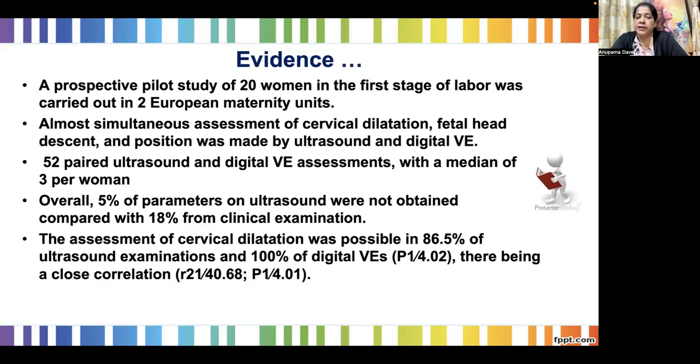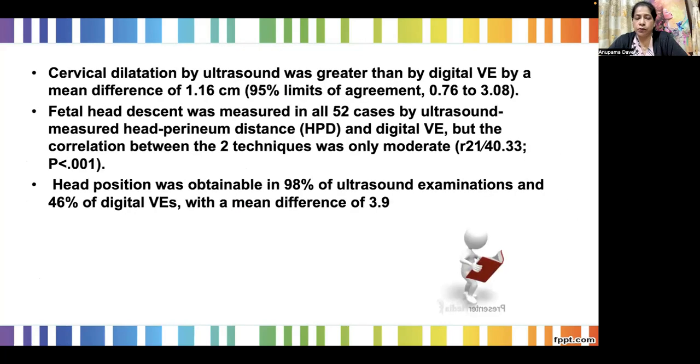Overall, 5% of parameters on ultrasound were not obtained, compared with 18% from clinical examination. The assessment of cervical dilatation was possible in 86% of ultrasound examinations and 100% of vaginal examinations, with a high, close correlation. Cervical dilatation by ultrasound was greater than by digital vaginal examination, with a difference of 1.16 centimeters. Fetal head descent was measured in these 52 cases by measuring the head perineum distance and by digital vaginal examination, but correlation between these two techniques was only moderate.